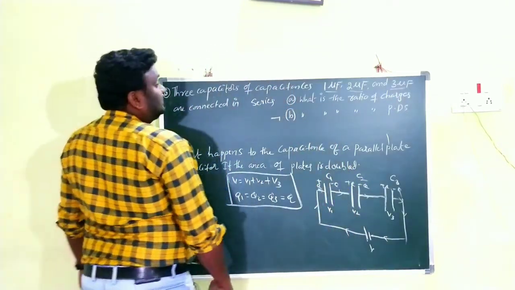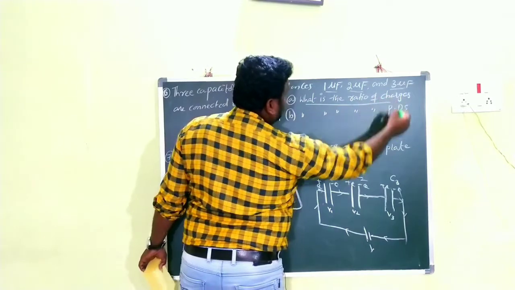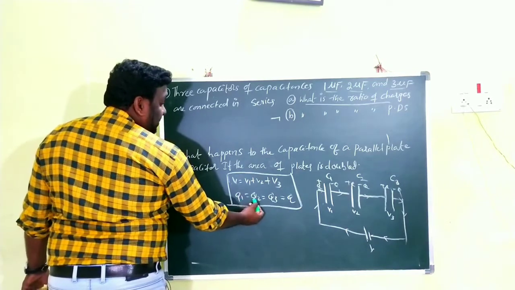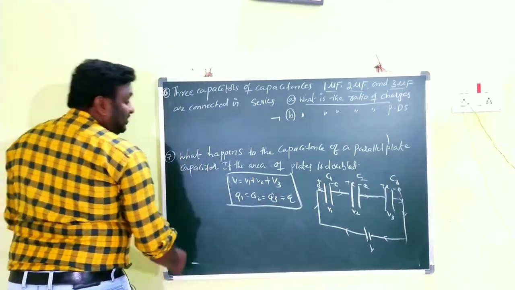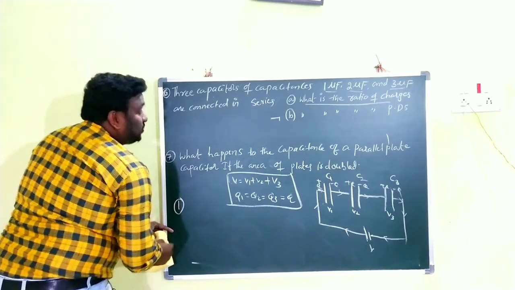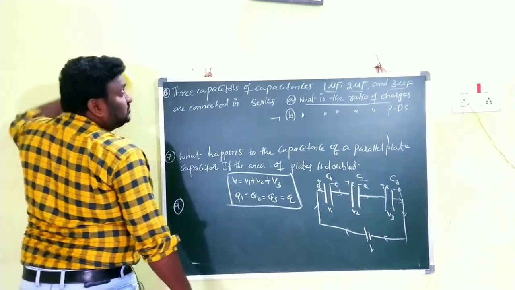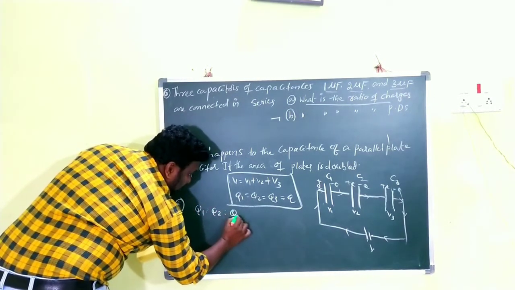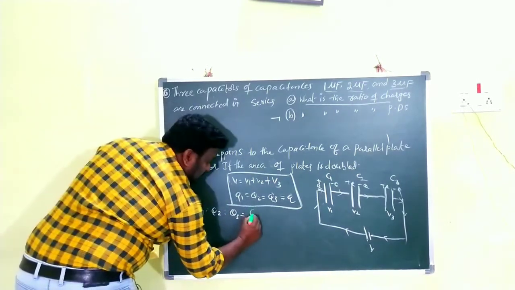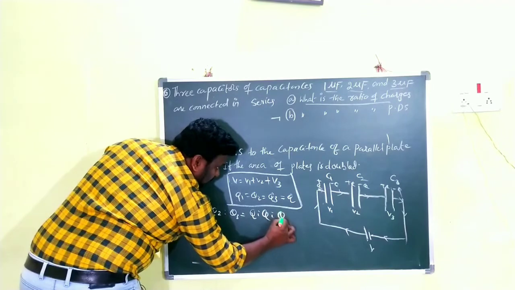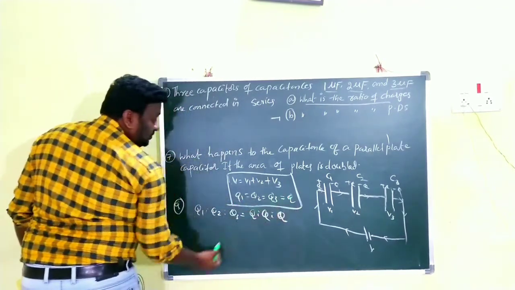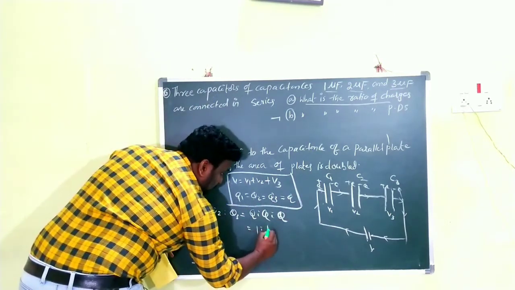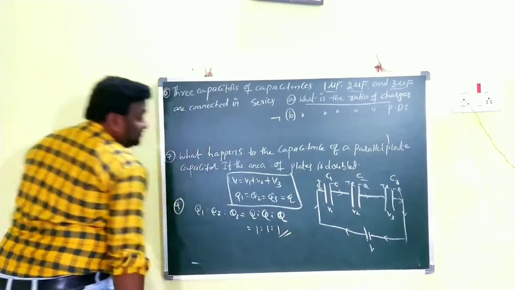So children, now first thing, what is the ratio of charges? Just now I told you Q1 is equal to Q2 is equal to Q3 is equal to Q. That means here, part A, ratio of charges: Q1 is to Q2 is to Q3 equals Q is to Q is to Q, because Q1 is equal to Q, Q2 is equal to Q, and Q3 is equal to Q. Then what, children? Here 1 is to 1 is to 1. So this is the ratio of charges.